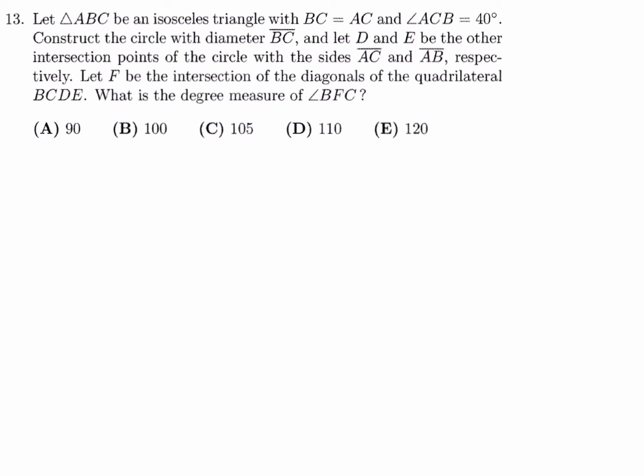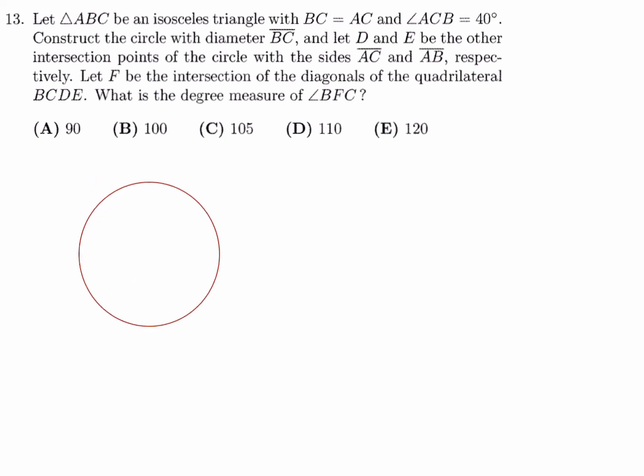Let triangle ABC be an isosceles triangle with BC equal AC and angle ACB is 40 degrees. Construct the circle with diameter BC and let D and E be the other intersection points of the circle with sides AB and AC, respectively. Let F be the intersection of the diagonals of the quadrilateral BCDE. What is the degree measure of BFC?